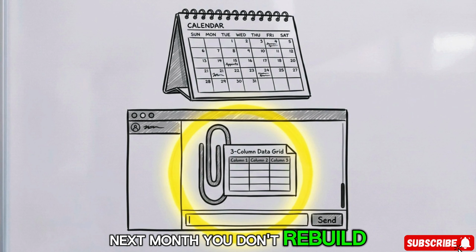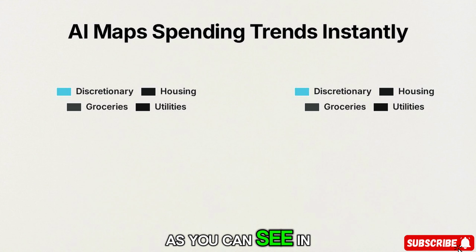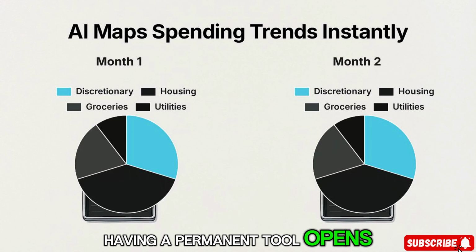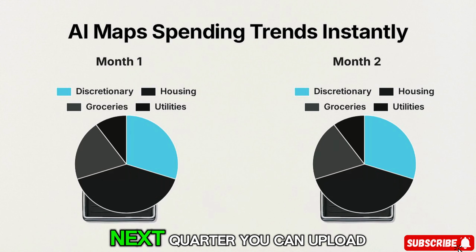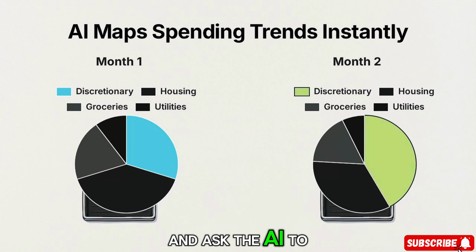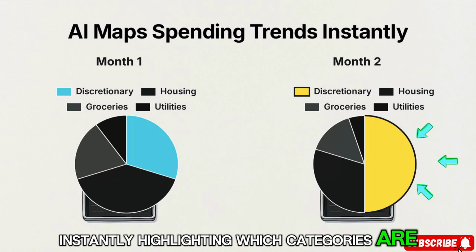Next month, you don't rebuild anything. You just open the chat and attach the new file. As you can see in this diagram comparing 2 monthly pie charts, having a permanent tool opens up advanced analysis. Next quarter, you can upload 3 CSVs simultaneously and ask the AI to map your spending trends over time, instantly highlighting which categories are increasing.